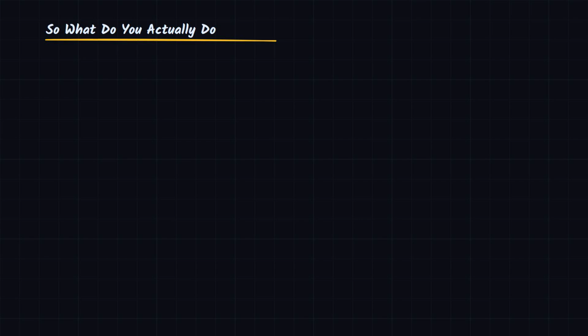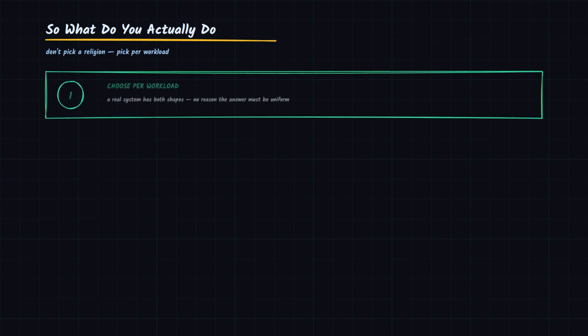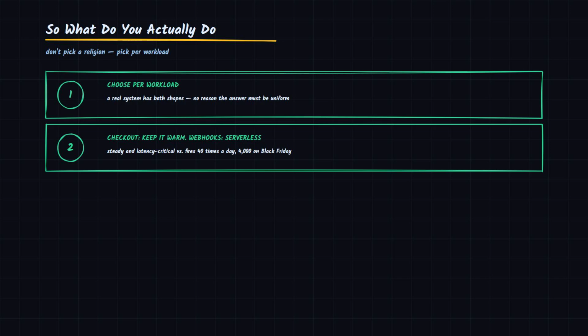So the practical version. Do not pick a religion, pick per workload, because a real system has both shapes in it, and there is no reason the answer must be uniform. The checkout path is steady and latency critical. Put it on something always warm. The nightly report, the image resize, the webhook that fires 40 times a day and 4,000 times on Black Friday. Those are serverless, obviously, and arguing otherwise is dogma.